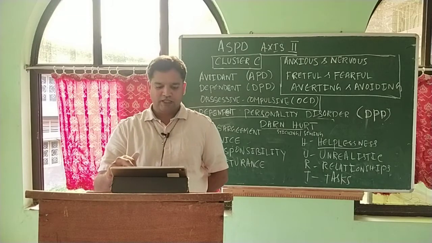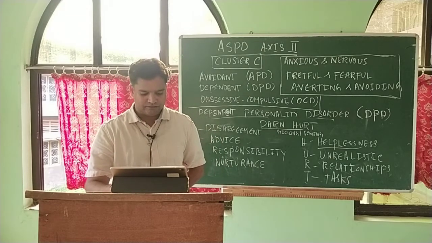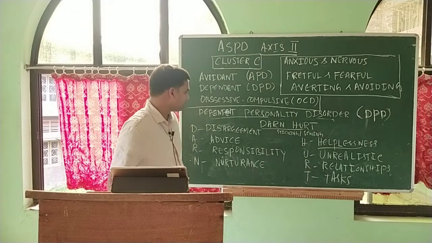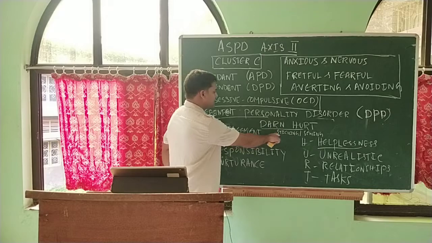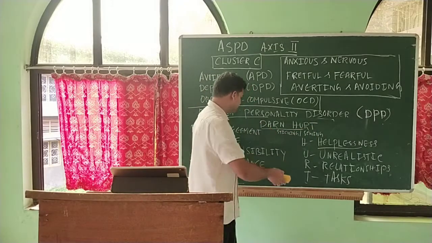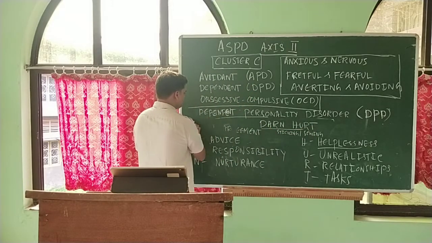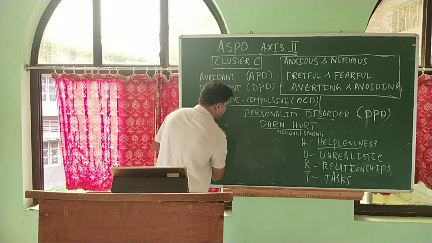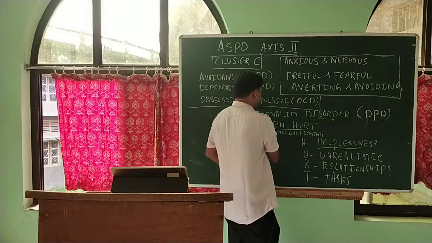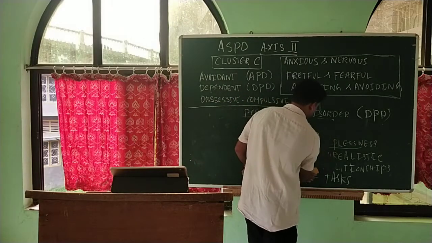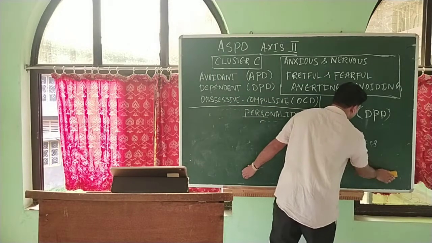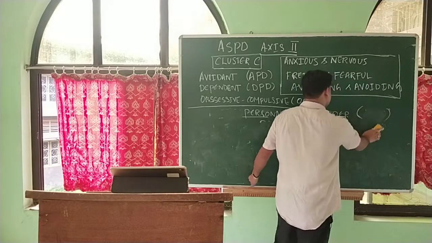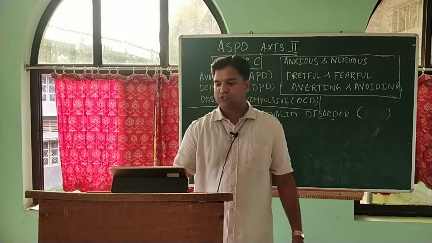So this brings us to the last personality disorder of this cluster, cluster C. The third one is obsessive compulsive disorder. It's a well-known personality disorder. People who are perfectionistic. Perfectionistic people, obsessive compulsive disorder.